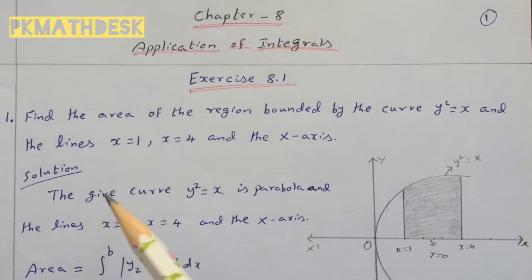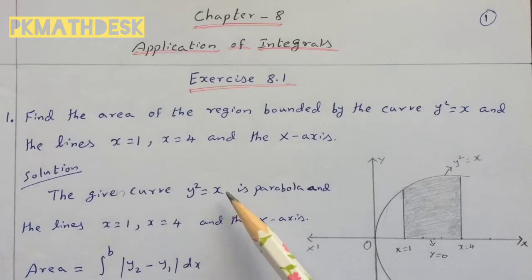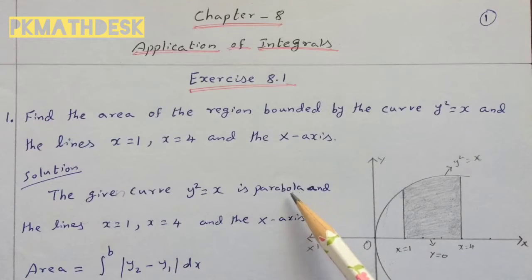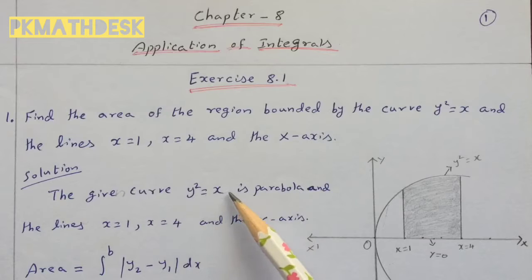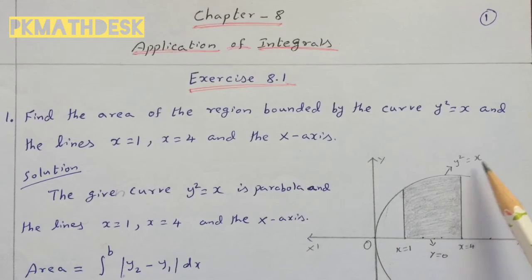The given curve y square equal to x is a parabola. The line x equal to 1, x equal to 4 and the x-axis. The given diagram is symmetrical about the x-axis and passing through the origin. See the diagram. This is y square equal to x, right open.